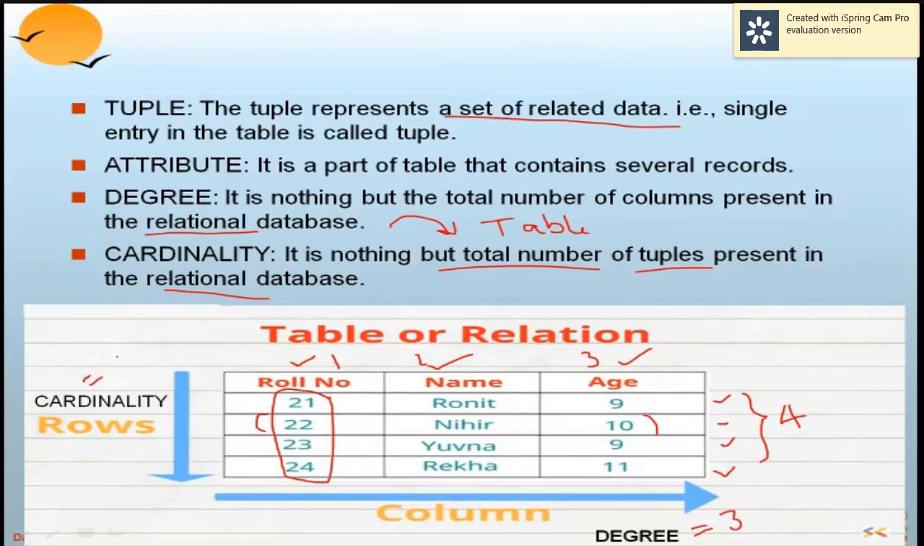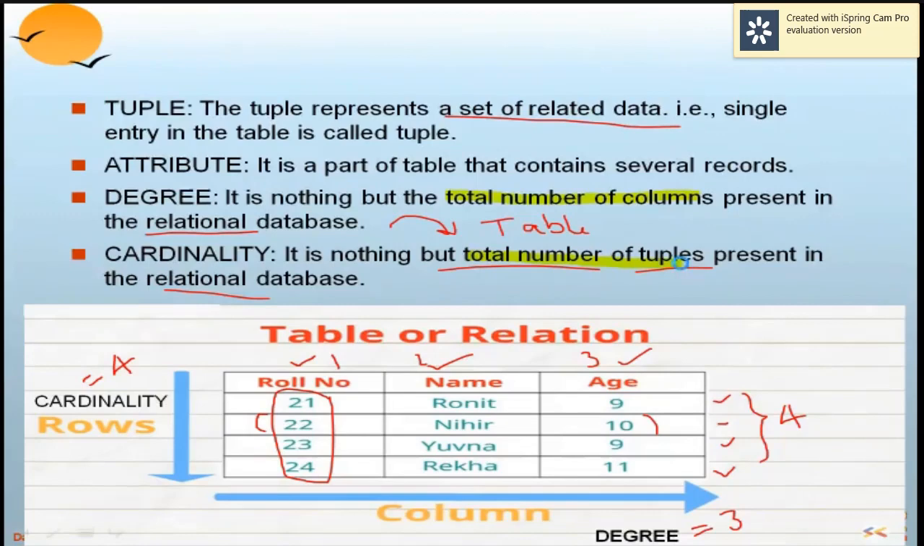Let me make things a little brief. Tuples are nothing but the rows. Attributes are nothing but the columns. Degree is nothing but the total number of columns present in the table. And cardinality is nothing but the total number of tuples present. Yes, here I'm highlighting the concept: total number of tuples present.